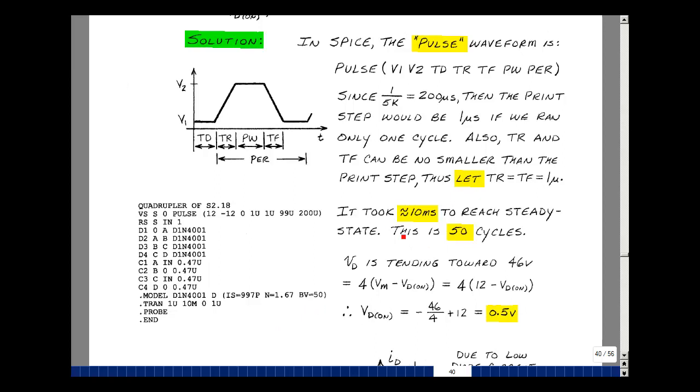I had to play with this, and I ran the simulation multiple times, but it took about 50 cycles to reach steady state. 50 times 200 microseconds would be 10 milliseconds. I'm going to leave this print step still at 1 microsecond because I want to have a fast rise time. So this looks like a perfect square wave. I'm going to start printing at time 0. And I'm going to pick the ceiling step to be the same as the print step to get a nice smooth simulation. Well, the results are on the next page.